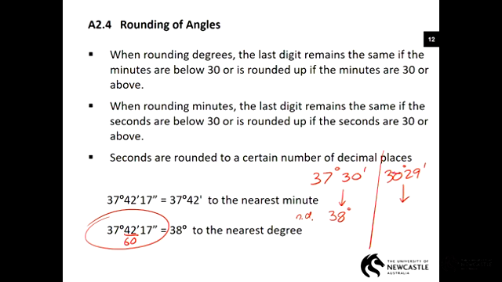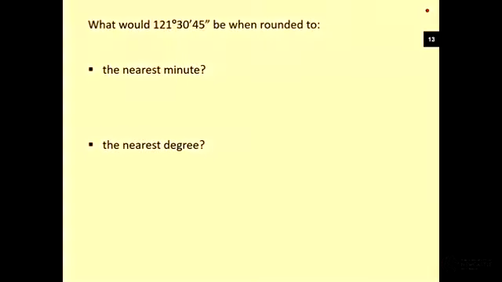If it's 37 degrees, 29 minutes, it stays. Okay, 29 minutes, don't round up. 30 minutes, round up. Same with the seconds. Minutes and seconds are both out of 60. So that's all this text is about. It's saying our new halfway point, if it's not just a decimal, is 30, and 30 goes up. So what would that be when rounded to the nearest minute?